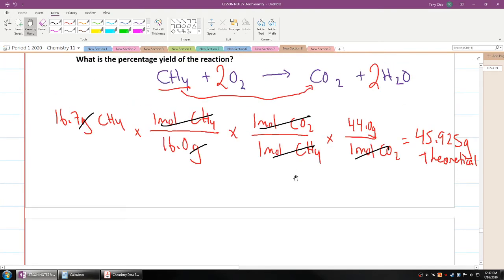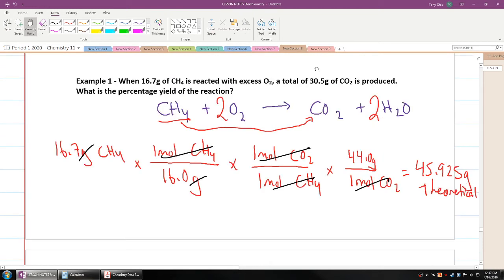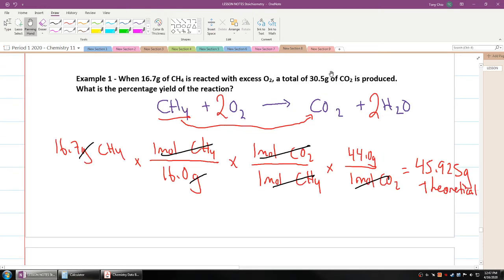Okay, so in this case, that's what we have. We have our theoretical yield. Where's our actual yield? Our actual yield is 30.5, because that's how much is created in our reaction. So we have a formula to calculate percentage yield. Percentage yield is equal to your actual yield over your theoretical yield, which I'll abbreviate as act over theo.